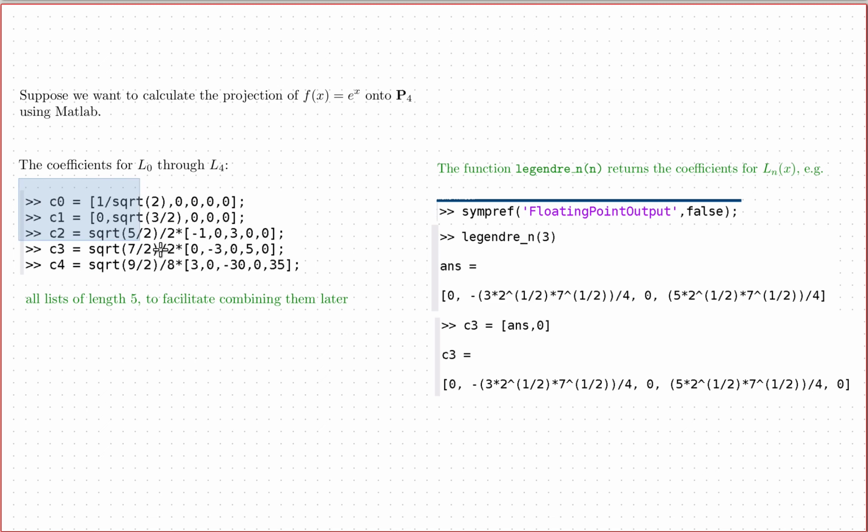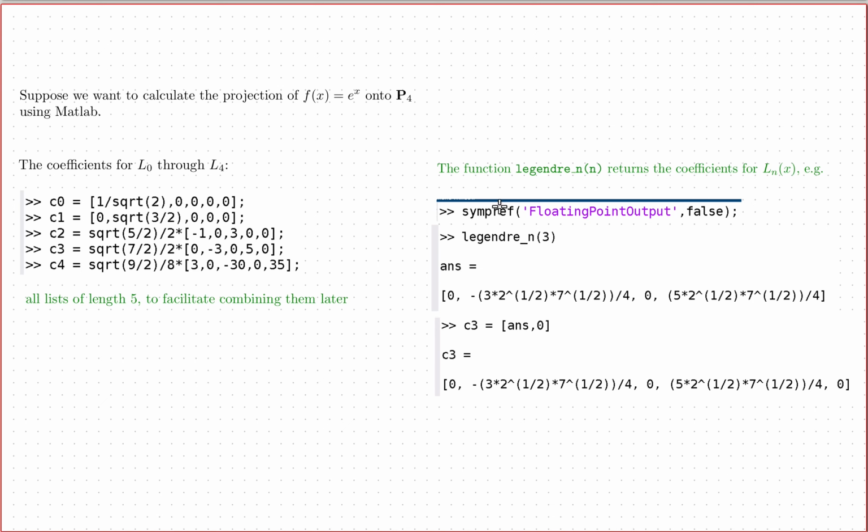As I said, you can always look up the coefficients on Wikipedia or something. Also, I'm providing a function Legendre n, which takes as input a number n, and returns the coefficient for the nth Legendre polynomial in normalized form. So what I'm calling Ln of x.